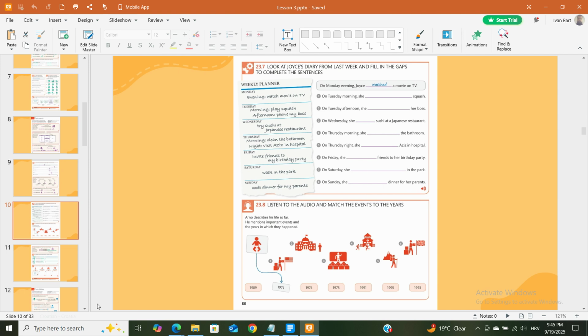On Tuesday morning, she played squash. On Tuesday afternoon, she phoned her boss. On Wednesday, she tried sushi at a Japanese restaurant. On Thursday morning, she cleaned the bathroom. On Thursday night, she visited Aziz in hospital. On Friday, she invited friends to her birthday party. On Saturday, she walked in the park. On Sunday, she cooked dinner for her parents.